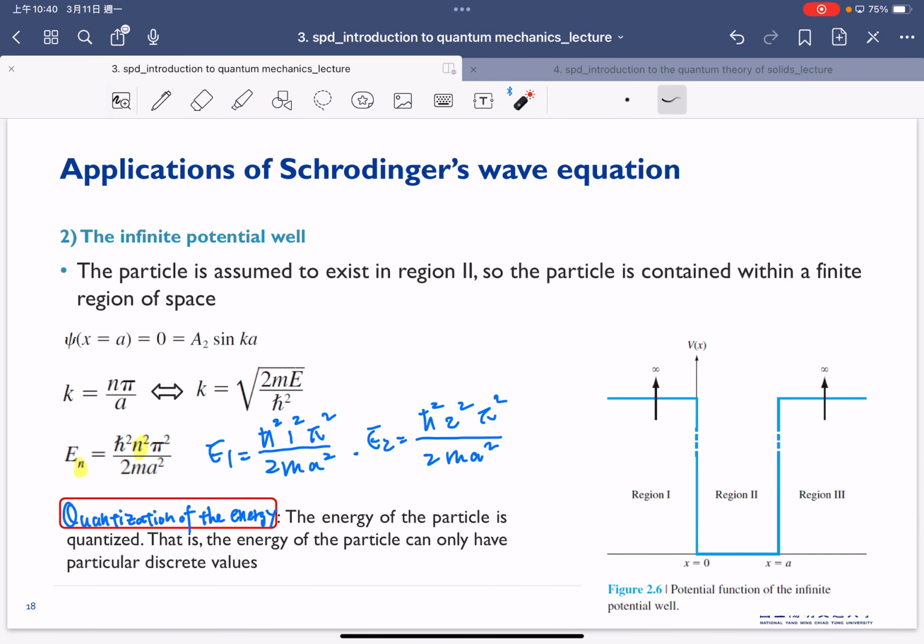So that means the energy of the particle is quantized. That is, the energy of the particle can only have particular discrete values here. So right now the energy is not continuous anymore. It can be actually discrete, by the number 1 by 1. That's how we call the quantization.